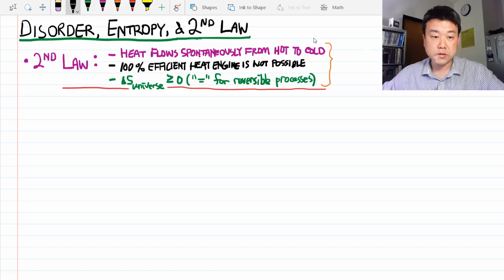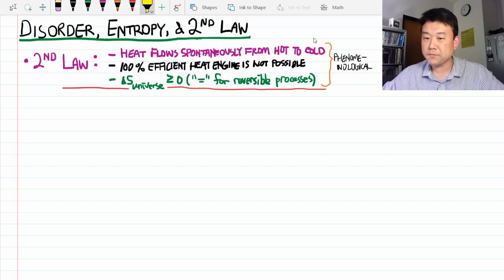And these three ways of describing the second law are unsatisfactory because they are phenomenological descriptions. What it means is it's based on phenomenon. As in, we are trying to describe the experimental observations. Not based on first principles, but based on trying to explain what you see.